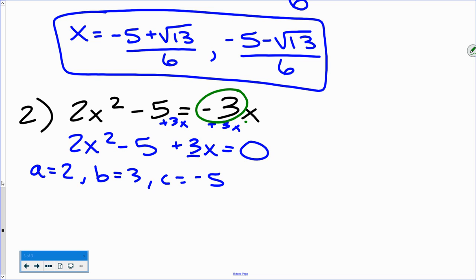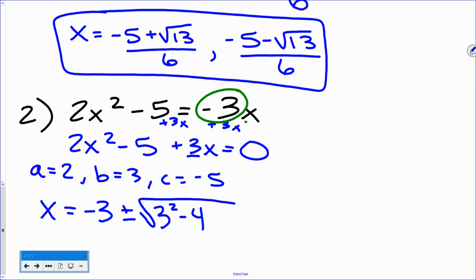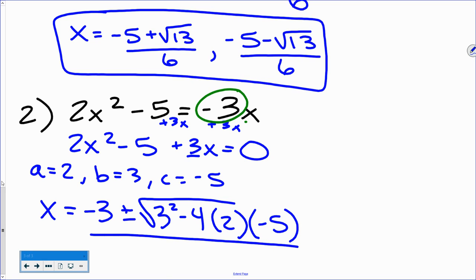Okay? From here, I'm filling it in my little handy formula again. So I'm trying to find out what x would equal when this is 0. My B is 3, so I use the opposite of B again. Plus or minus the square root B squared minus 4 times my A times my C all over 2 times my A.